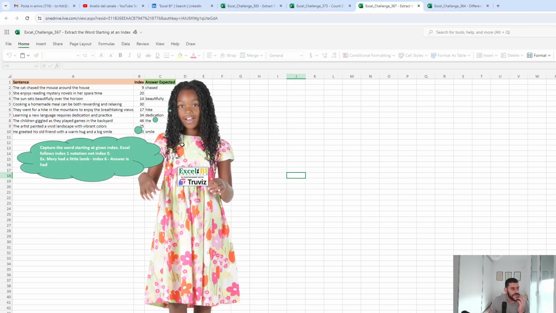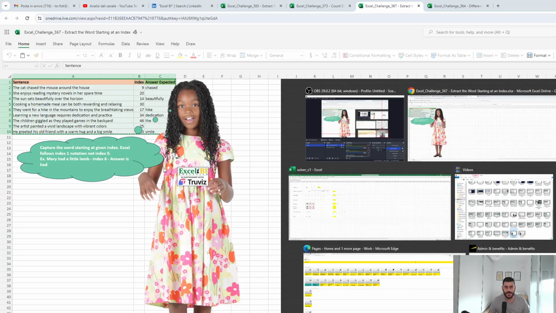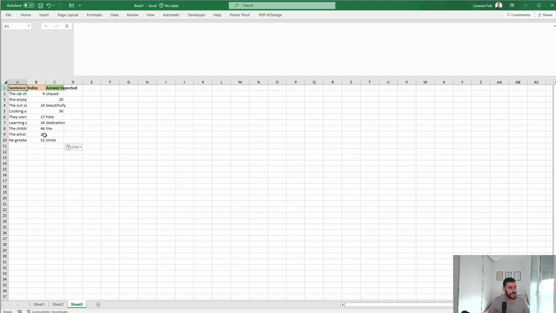which is this: capture the word starting at given index, except follows index 1 notation, not index 0. Example: Mary had a little lamb. Index 6. 1, 2, 3, 4, 5, 6. 1, 2, 3, 4, 5, 6. That's what is had. Okay, let's go for this.